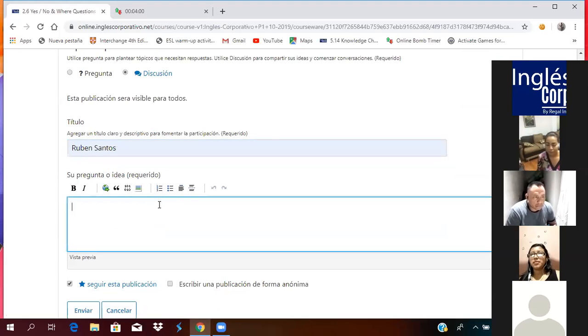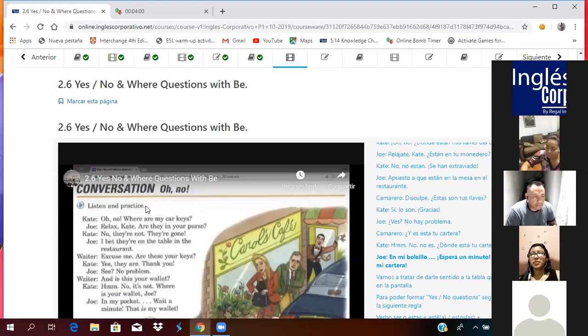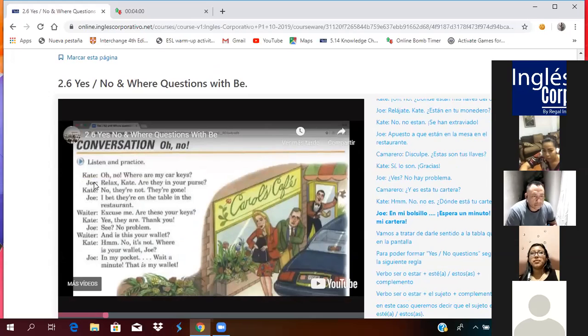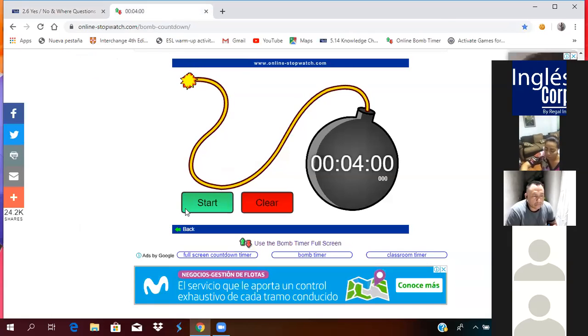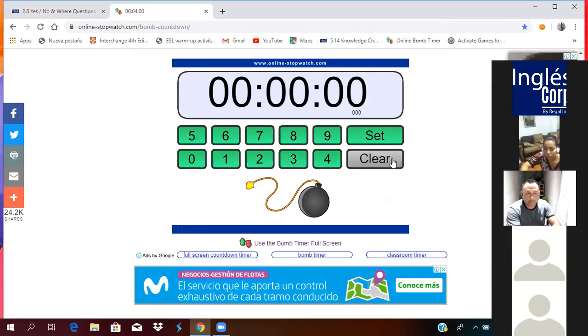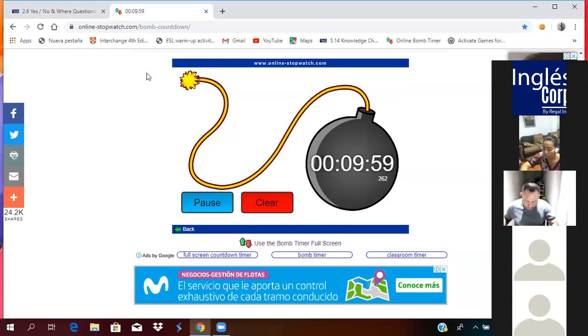Here at the bottom, you're going to write a similar conversation like this one, but you can modify it, right? It can be only Kate and Joe or somebody else, Miguel and Sandra, for example. The waiter could be a manager, for example, or supervisor or chef or cook or something. You invent. You have to use this and that. You have 10 minutes starting right now. 10 minutes to write a small conversation similar to this conversation. You have 10 minutes. Action.